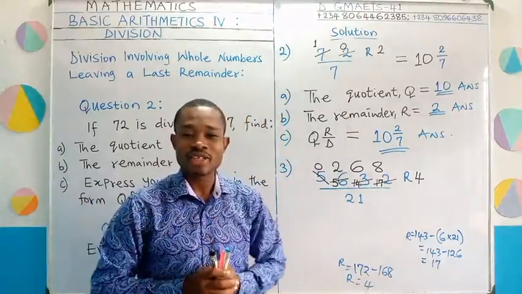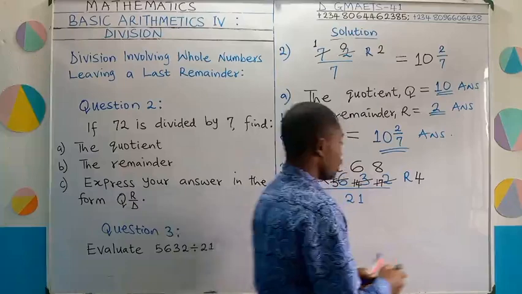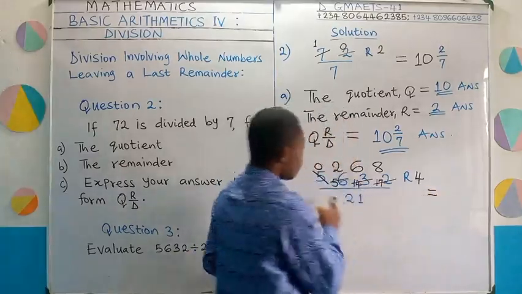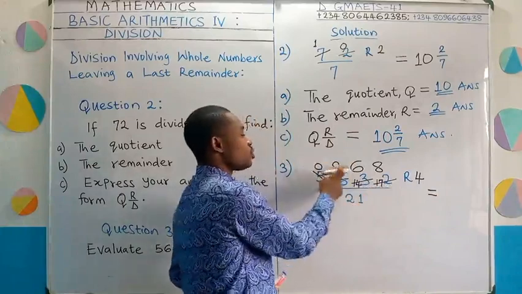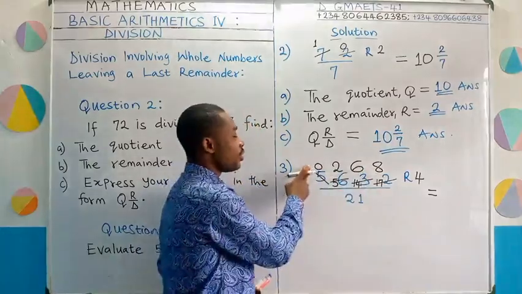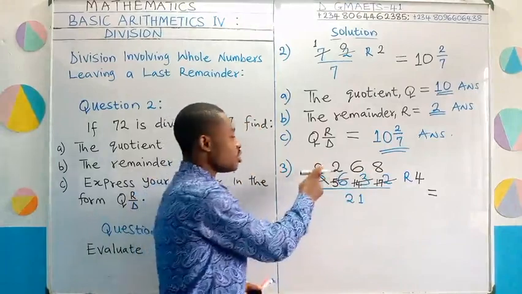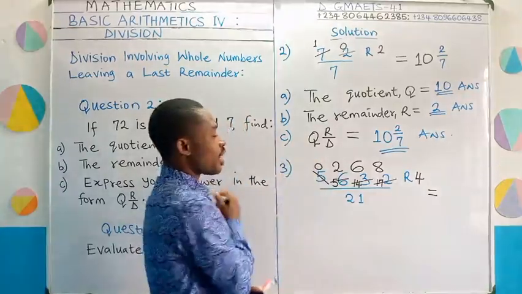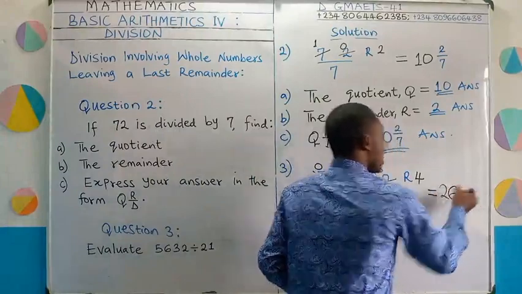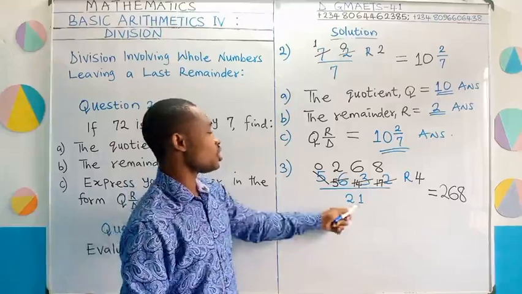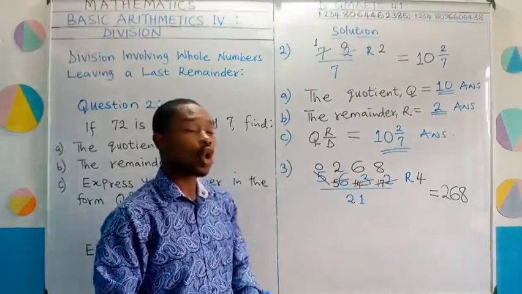I can now collect my answer and write it in mixed fraction form. This would be equal to, when 5,632 was divided by 21, it gave me 0268. I've told you already that this 0 is insignificant. It's not part of our answer here because there is no decimal point after this 0, so we'll forget about it. The 068 is actually 268. And that is the whole number of times that 21 divided 5,632. Are you following?